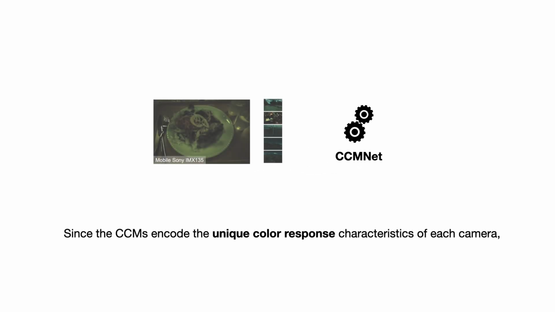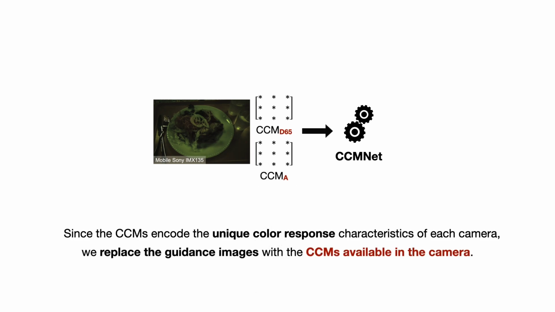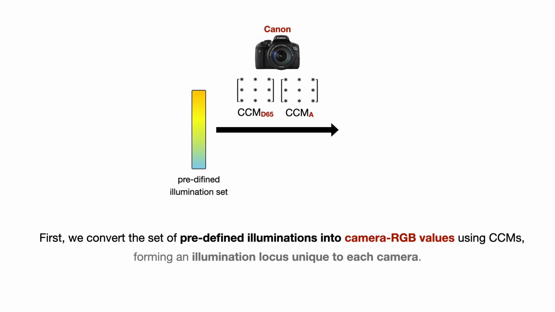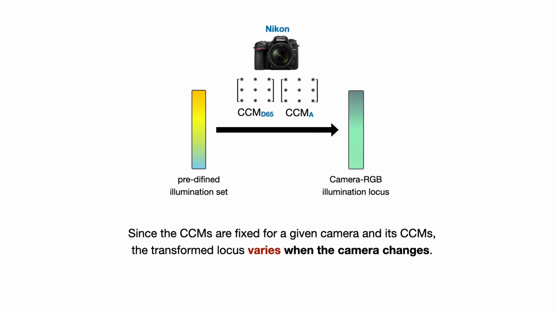Since the color correction matrices encode the unique color response characteristics of each camera, we propose to replace the guidance images of C5 with the calibrated color correction matrices that are already available for each device. Concretely, we first convert a set of predefined illuminations into camera RGB values using the CCM, forming what we call an illumination locus that is unique to each camera. Because the CCMs are fixed and camera-specific, this transformed locus changes when the camera changes.